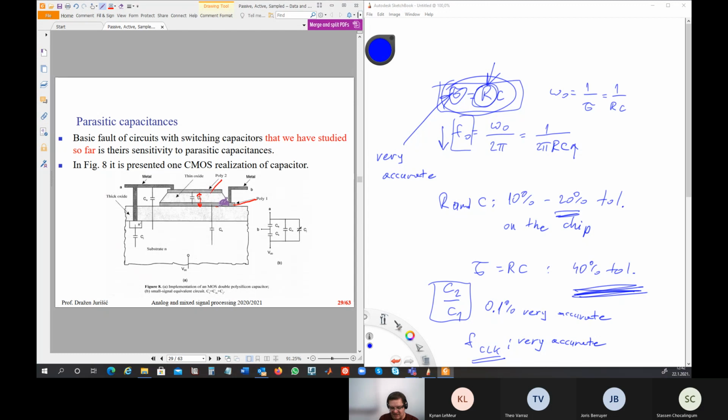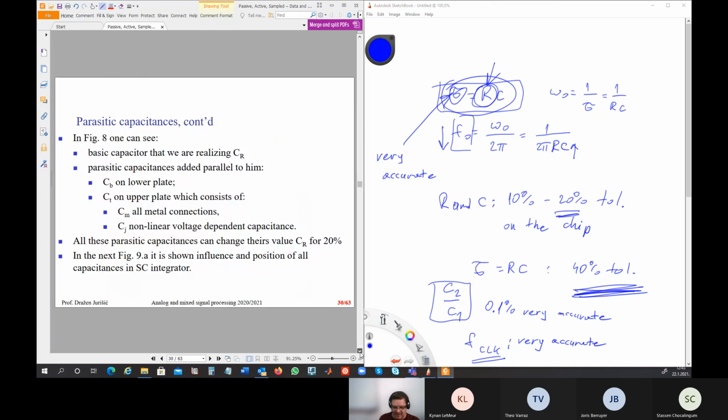Of course, here is one capacitor which is parasitic from this plate to the bulk. If you connect this plate here, then this one will be dead. It doesn't make any trouble, but you can't do it with all of them. For example, this one here exists. This one is especially dangerous because this is a reverse p-n junction, which has a capacitance that is dependent on the voltage and on many things, so it's not so good. CB is bottom, CT is top, bottom plate, top plate, metal connection CM, and CJ is junction. It's a nonlinear voltage-dependent capacitance. All these parasitic capacitances can change values by 20%, which is very bad.